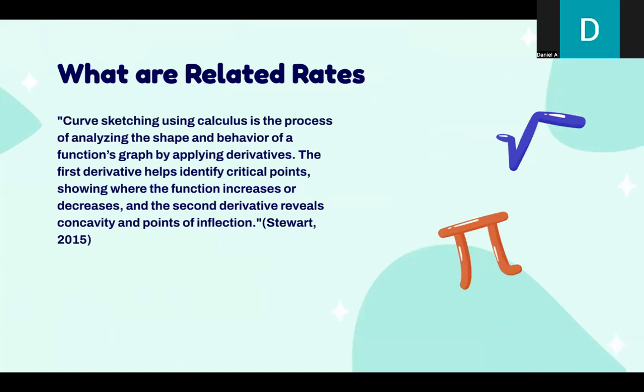What is curve sketching using calculus? According to Stewart, 2015, it is the process of analyzing the shape and behavior of a function's graph by applying derivatives. The first derivative helps identify critical points, showing where the function increases or decreases, and the second derivative reveals concavity and points of inflection. One real-life example is an engineer optimizing the design of a roller coaster. Engineers use derivatives to determine where the track peaks (maximums), dips (minimums), and smooth transitions (points of inflection), to ensure both safety and excitement.